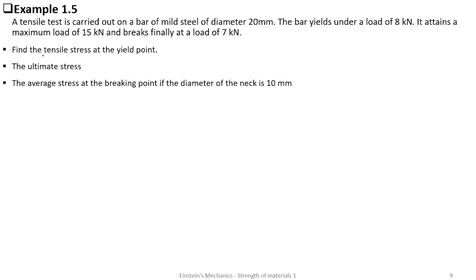So we are to find the tensile stress at the yield point, the ultimate stress, and the average stress at the breaking point. At the breaking point, the diameter of the neck is 10 millimeters. So let's get started.